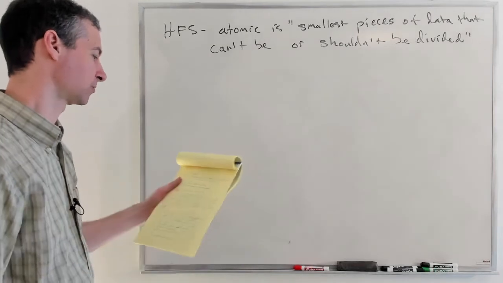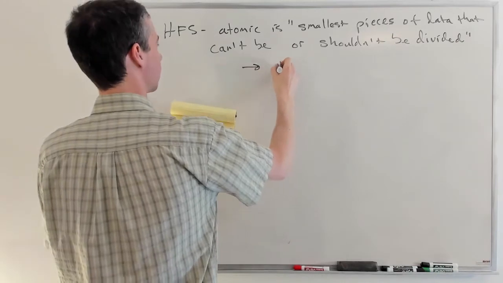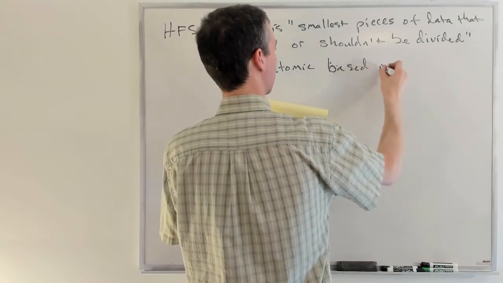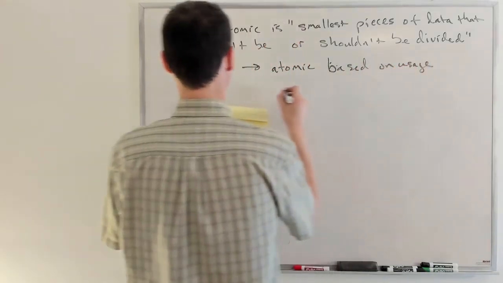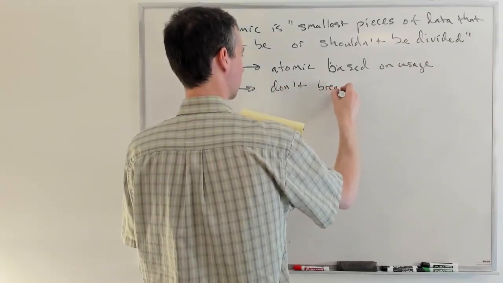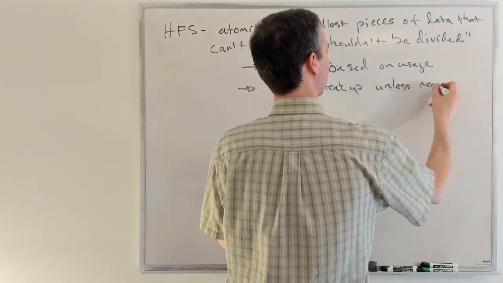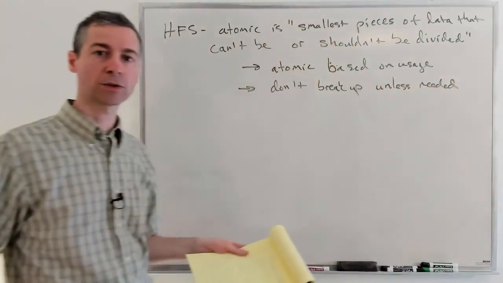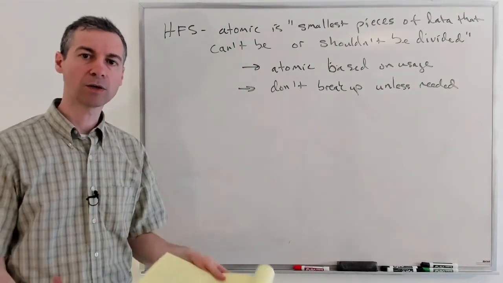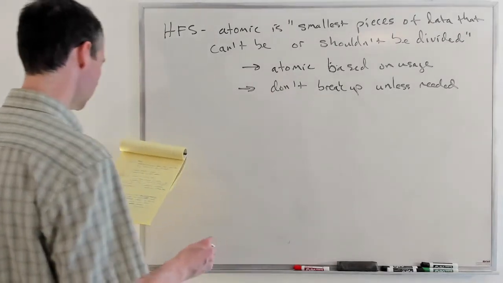So let's write this one more time. That atomic is based on usage and don't break up unless needed. So you need to know how it's going to be used, and this is all part of the design process. We need to understand what's the usage of our database going to be? What's this application going to need to do?